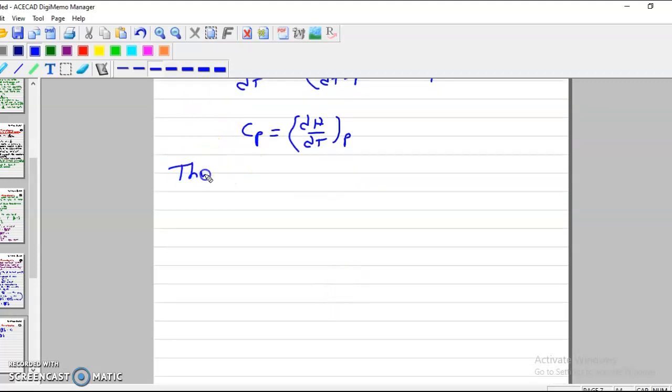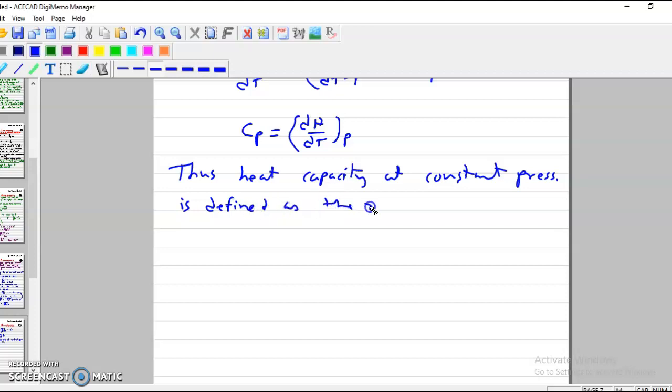So thus heat capacity at constant pressure is defined as the rate of change of enthalpy with temperature at constant pressure.